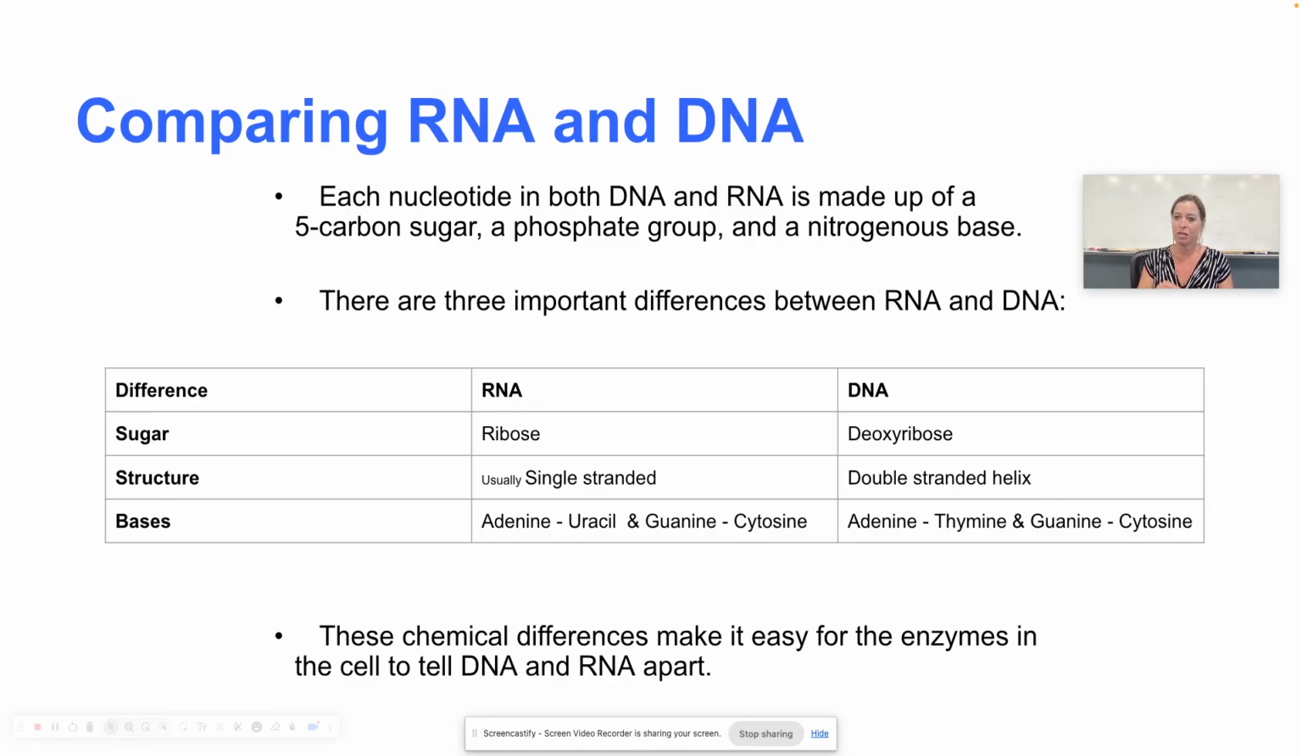The bases in RNA are adenine pairs with uracil. So this is different. Adenine pairs with uracil and guanine still pairs with cytosine. But in DNA, thymine and adenine pair together, and guanine and cytosine pair together. So we've already done this. Now we're going to be talking about, well, how do we take this and create a protein from it? And that is going to require RNA.